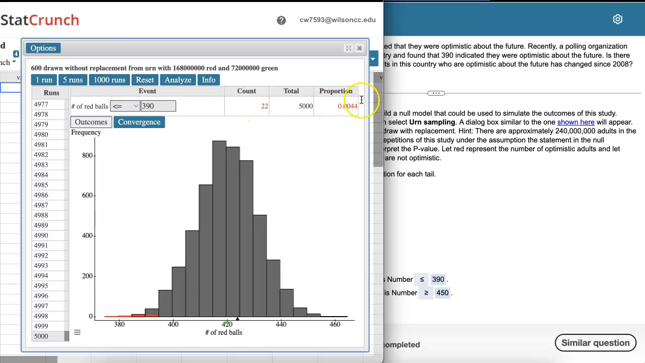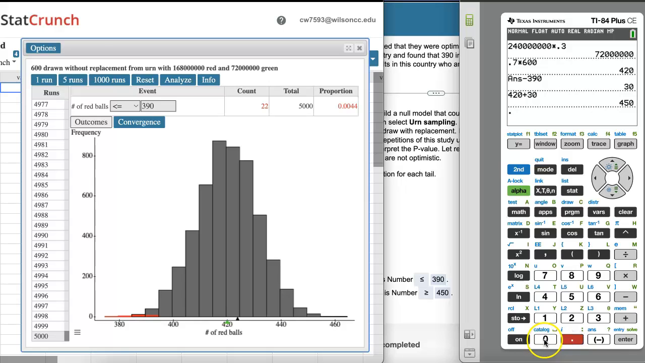Okay, and at this point, I have a p-value of 0.0044 on the left. That's that left tail, the number of red balls is less than or equal to 390. Now, I also need to do the right. So I can go ahead and do that right now. I'm going to keep in mind this number. I'm going to go ahead and write it in my calculator.